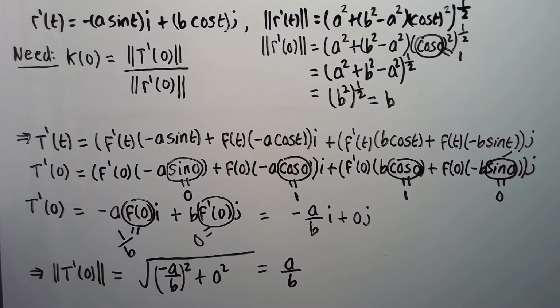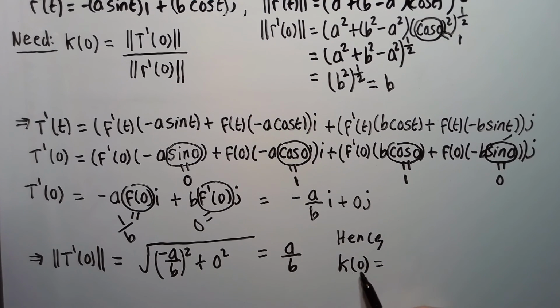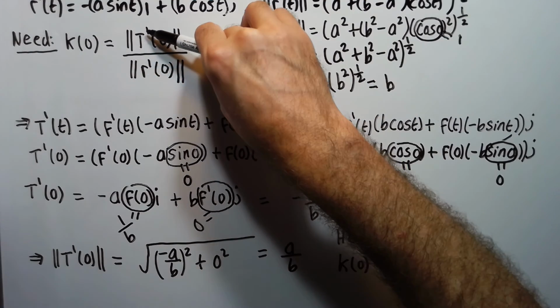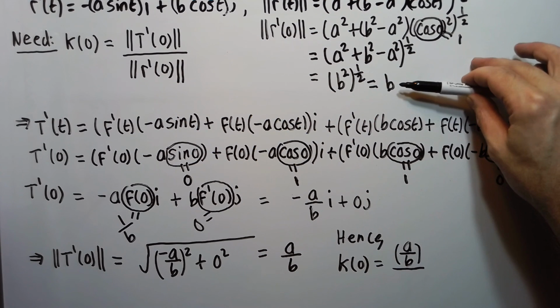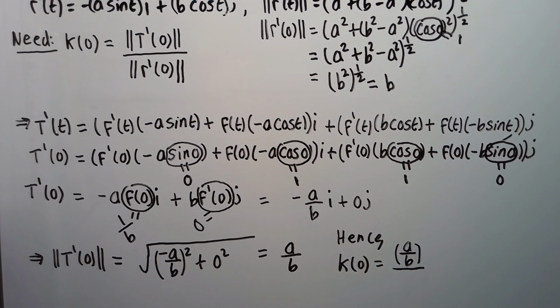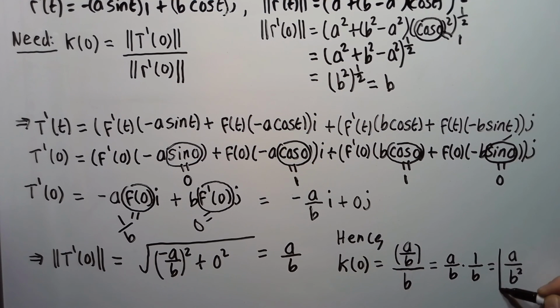So let's find it down here. Hence the curvature at 0 is the magnitude of capital T prime of 0, which is a over b, divided by the magnitude of r prime of 0, which we found is b. Now this is division, so we can multiply by the reciprocal. So our final answer is a over b times 1 over b, which becomes a over b squared. This is our curvature at t equals 0 on the parabola.